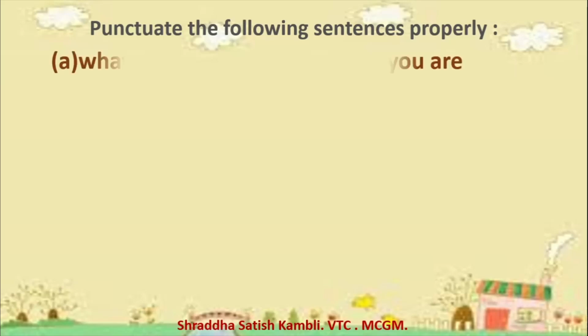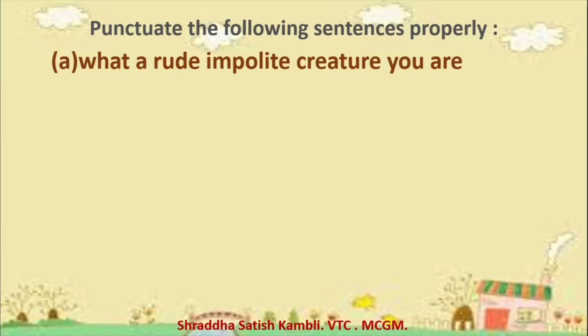So the first sentence that they've given us is, what a rude, impolite creature you are. Now, if you take a look at the sentence, children, you will realize that there are no punctuation marks at all in this sentence. You will not be able to see a full stop or a comma or a question mark, or for that matter, even any capital letters in this particular sentence. That means this particular sentence is not proper. It has not been punctuated properly.